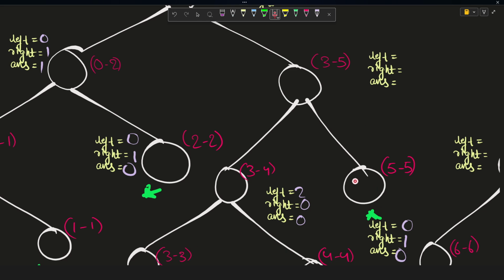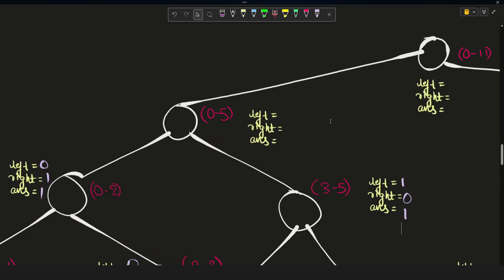And now if I try to combine the result for these two child nodes for this node, then left will be equal to 2 plus 0, that is 2, minus the minimum. And now if you see, the minimum for this is 1, right? So I will say that 2 plus 0 is 2, minus 1. So left will be equal to 1. Similarly, the value of right will be 0 plus 1, that is 1, and 1 minus 1, 0. So it will become 0. And the answer value will be 0 plus 0 plus 1, that is.